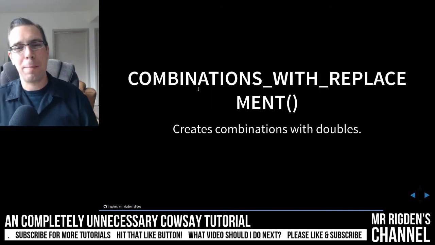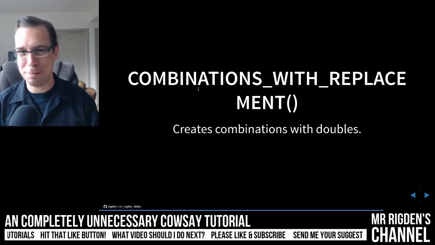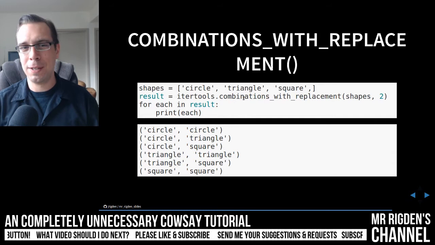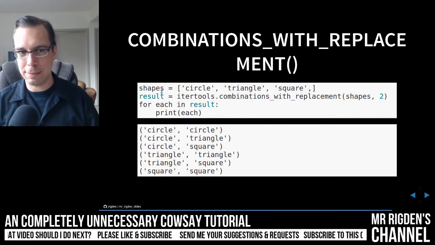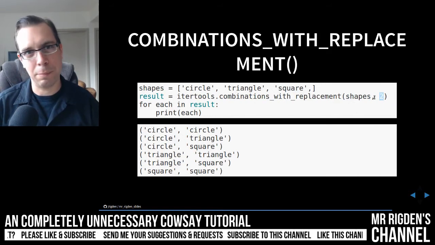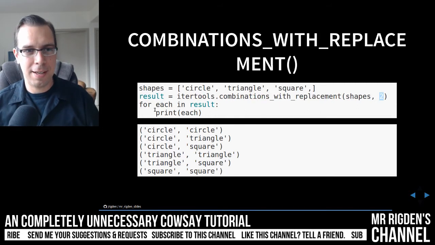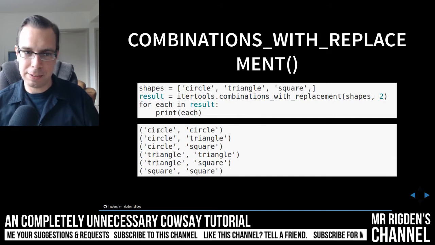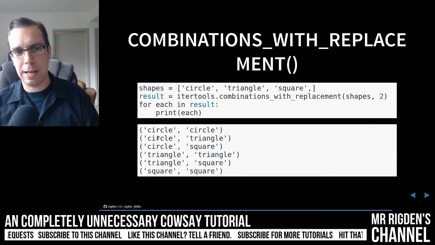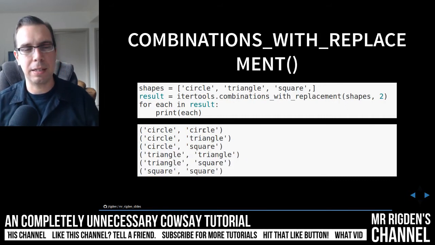Okay, combinations with replacement. It creates combinations with doubles. See, I was going to get ahead of myself, but I stopped. Okay, so it's the same thing. So we've got circle, triangle, square, Itertools combinations with replacement. Once again, we give it that list, and we say we want 2 members for each one, and you could make that number however you want. It would just be much larger, and your combinations would be more. But this does have some doubles here. So circle can combine with circle. Triangle combines with circle, square with square, and then we have basically every iteration, but not these doubles. Sometimes you might not want the doubles.